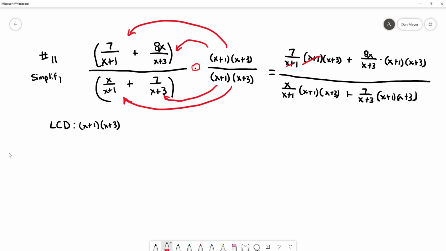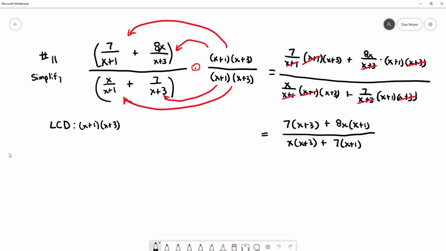I can cancel x plus 1's here. I can cancel x plus 3's here. I can cancel x plus 1's there and x plus 3's there. All right, so there's a cancellation. We have 7 times x plus 3 plus 8x times x plus 1, all over x times x plus 3 plus 7 times x plus 1.